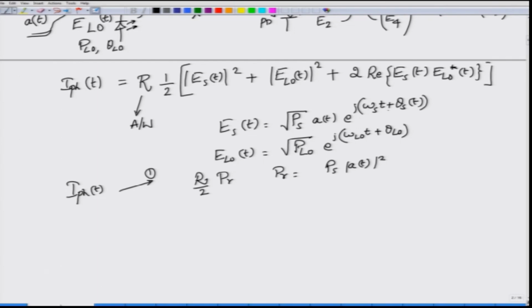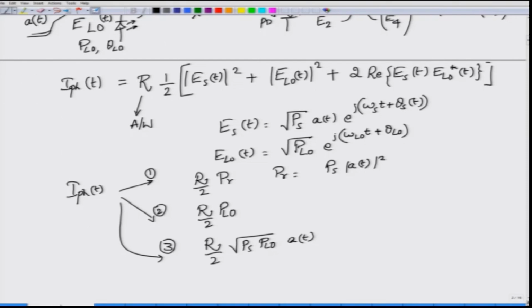This e to the power j omega s t plus theta s of t will go away because of the modulus operation. The second term is R by 2 PLO. PLO is the local oscillator power. Okay. And finally, the third term which you are interested in will be R by 2 square root of PS PLO. There is A of t, I have assumed A of t to be real, therefore, I pulled out A of t outside and then I get real part of this.